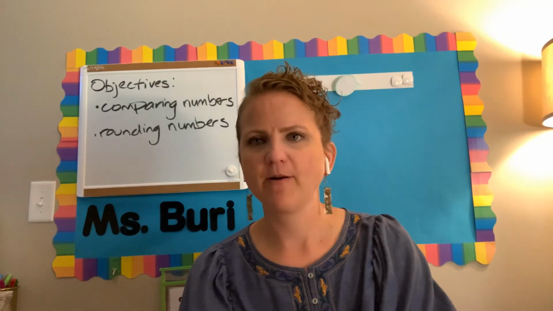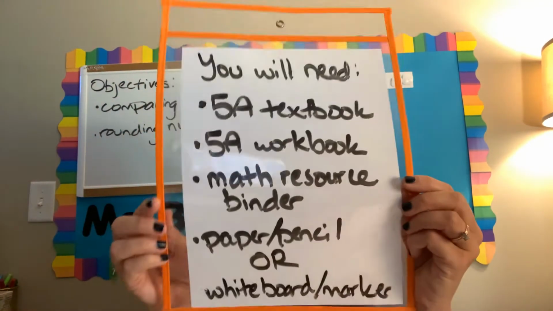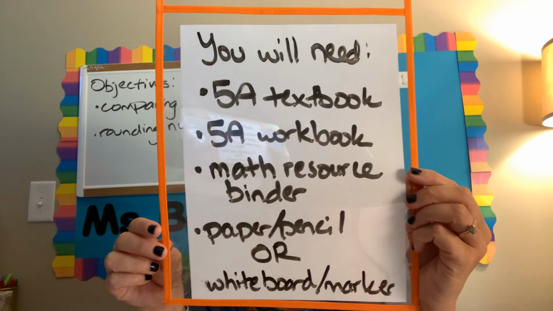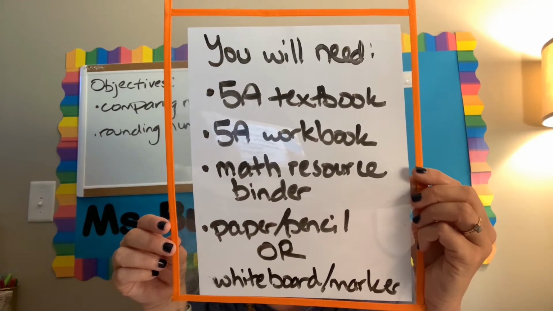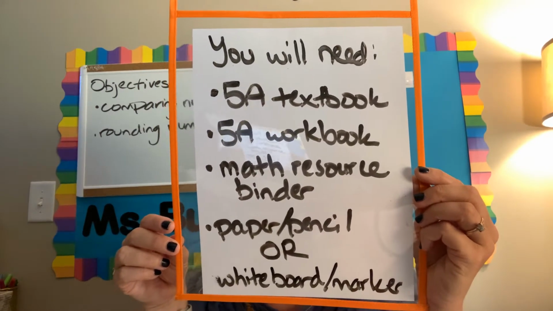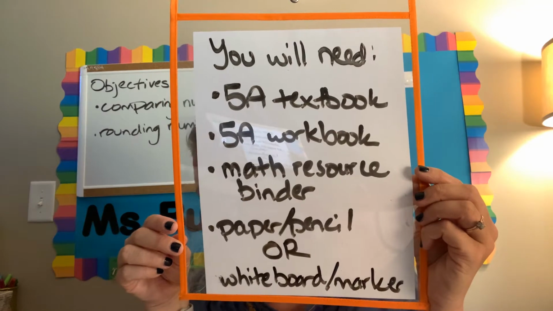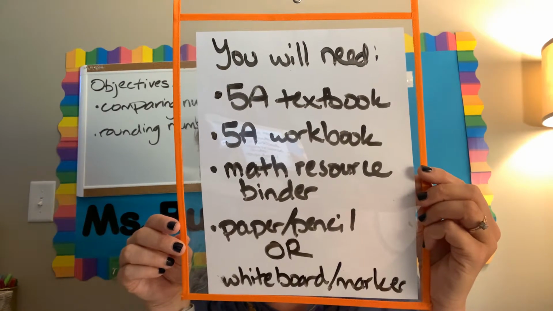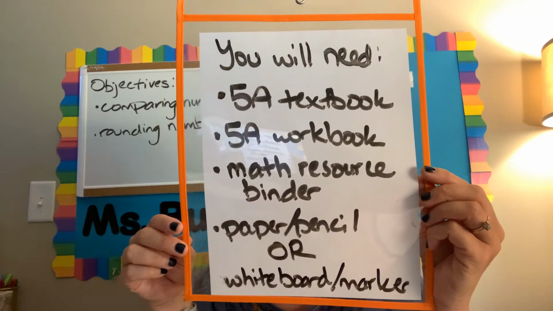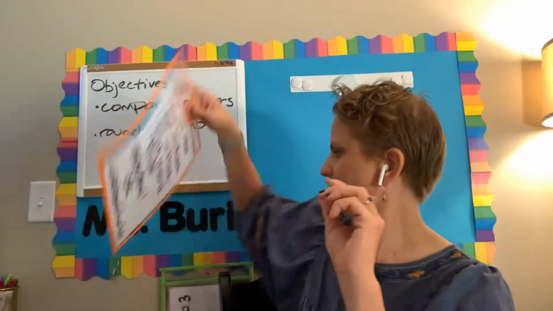Before we get started, I want to remind you of some things that you should go grab. So for today, you will need your 5A textbook, your 5A workbook, your math resource binder, paper and a pencil, or you could have a whiteboard and a whiteboard marker. So go ahead and pause if you need to go gather those things, and then come on back when you're ready.